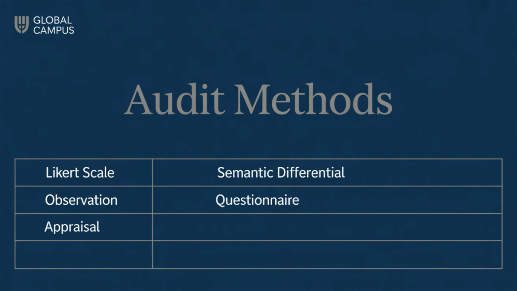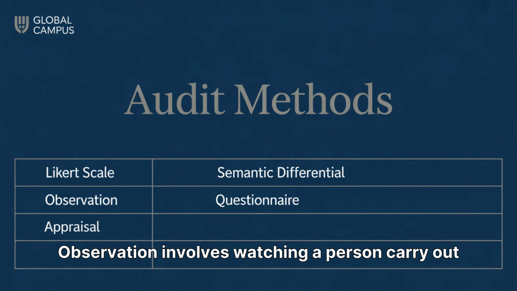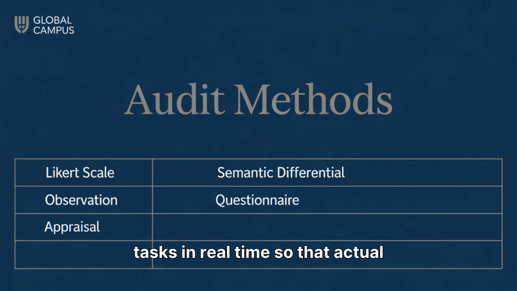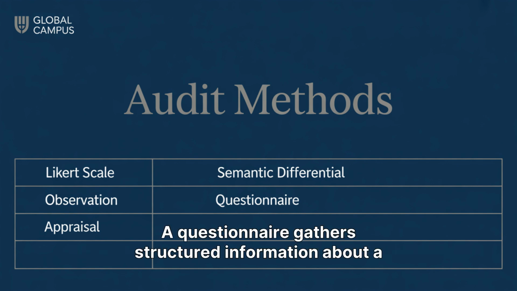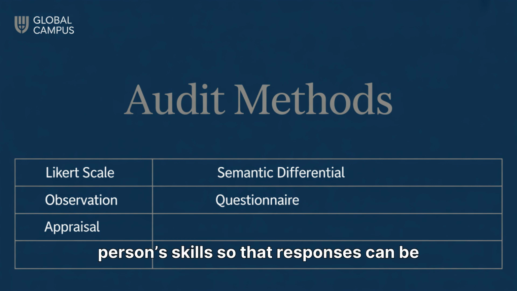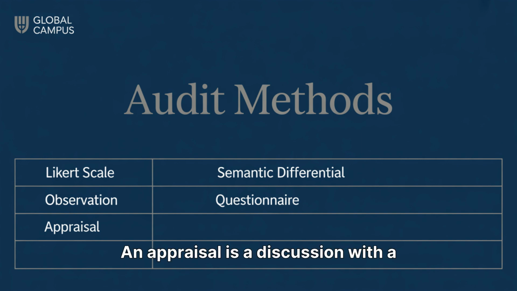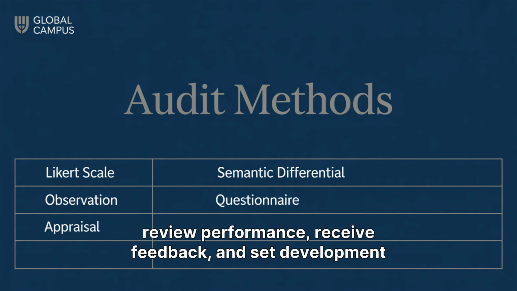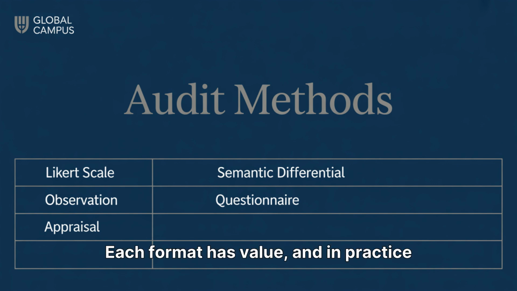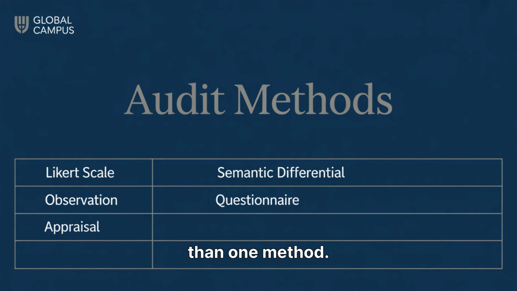Observation involves watching a person carry out tasks in real time so that actual behavior and performance can be assessed. A questionnaire gathers structured information about a person's skills so that responses can be reviewed and analyzed. An appraisal is a discussion with a manager, teacher, or assessor in order to review performance, receive feedback, and set development goals. Each format has value, and in practice, it is often useful to combine more than one method.